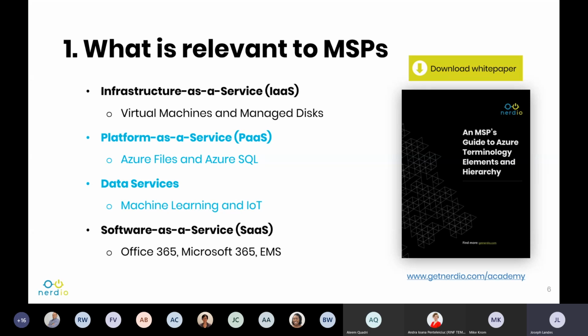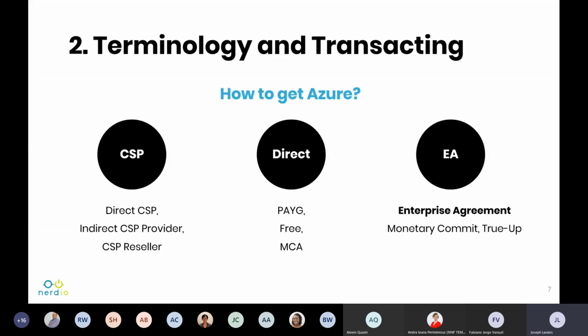We have made it easier for you at Nerdio, as an MSP, to understand the basic terminology of Azure. We've written a white paper that is available on our website. If you go to getnerdio.com/academy, which I've included in this slide here, you can see a great white paper that we've created free of charge to teach you about the terminology, elements, and hierarchy of building a cloud practice in Azure. So again, the main takeaway is that the next thing we need to focus on now as an MSP is infrastructure as a service.